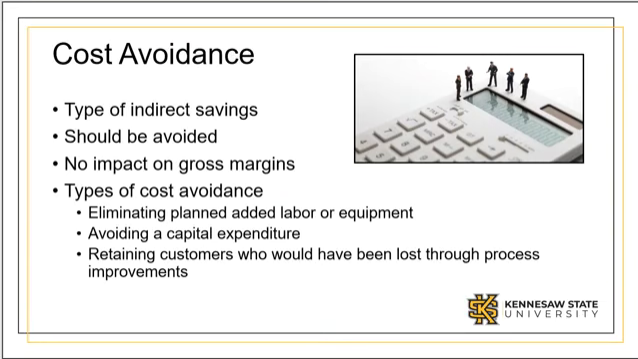Some types of indirect savings that can be pursued, but carefully, include the elimination of planned added labor or equipment. Foregoing a capital expenditure through process or organizational improvements, or keeping customers who would have otherwise been lost through process improvements are other examples.